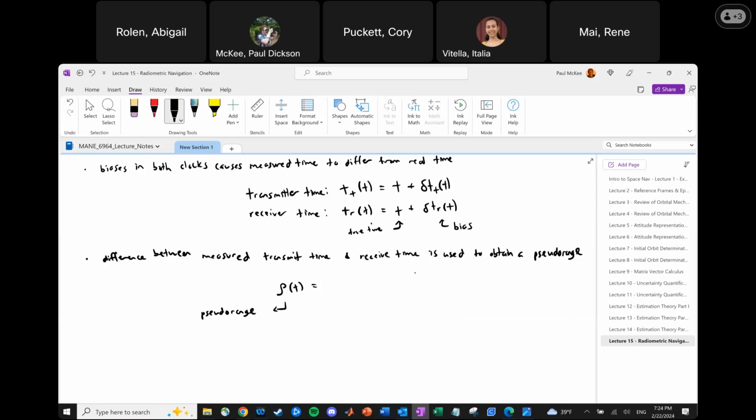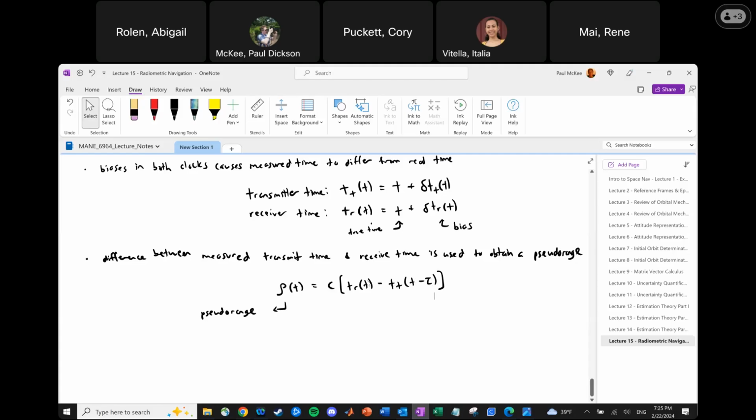Okay. So pseudo range is the speed of light times TR of T minus TT of T minus tau. Seems like a lot of T's and a lot of taus. All I'm saying is it is the transmitter time at the instant that the message was sent, which was tau seconds ago, and that is kind of the before picture.